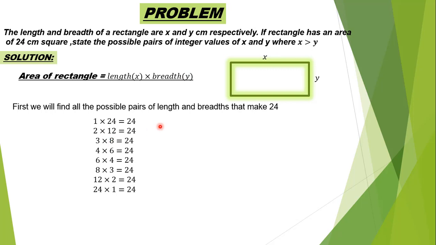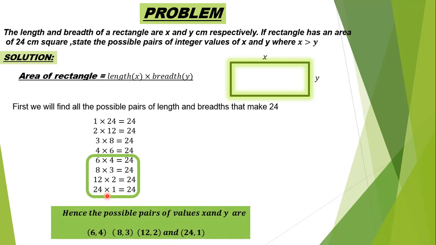If we dig deep into it, we will find that only this portion of these factors satisfies this linear inequality. Here, consider x, which is 6. Consider y, which is 4. Means x is greater than 4. 8 is x and y is 3. So 8 is greater than 3. So these are all the values of the length and breadth that satisfy this. In order to find the possible pairs of integral values of x and y, these are the possible pairs. 6 and 4, 8 and 3, 12 and 2, and 24 and 1 are satisfying this linear inequality.